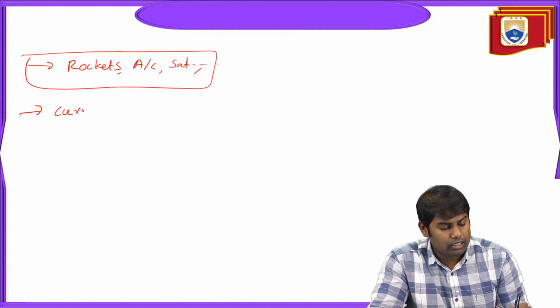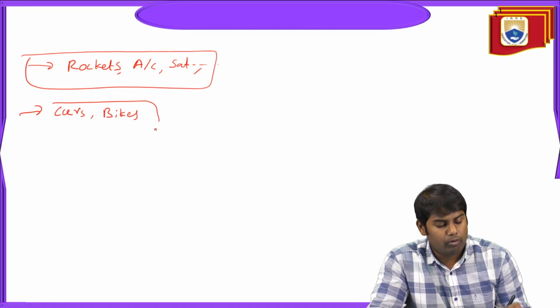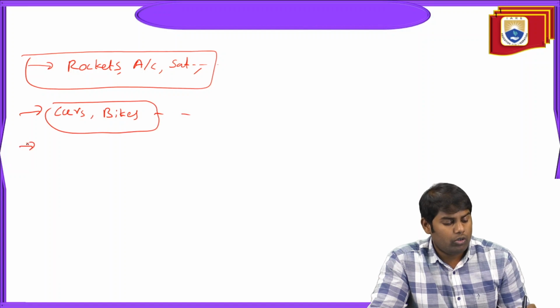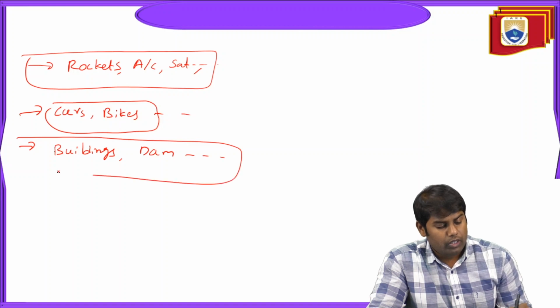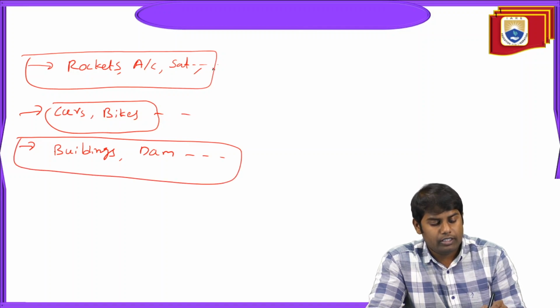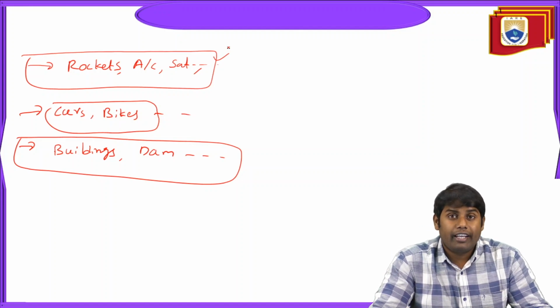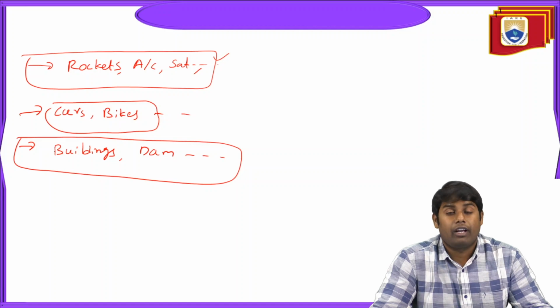Other examples: you have cars, you have bikes. This is for automobile, etc. Coming to civil industry, you have buildings, you have dams, and so on. So you can perform numerical simulation on rockets, satellites, and these things. But doing an experimental simulation over a large rocket is difficult actually.